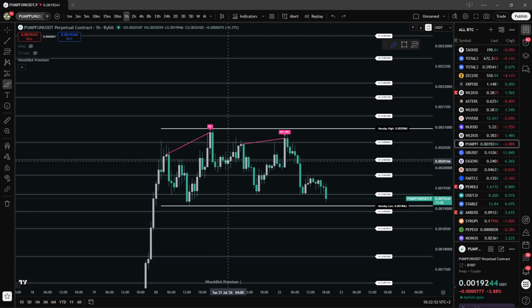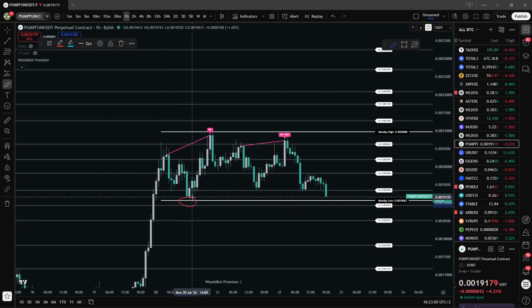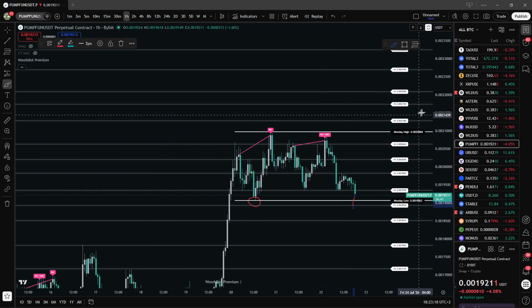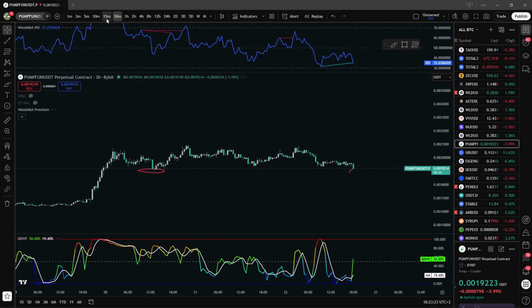So this is the same play when it comes to the Monday range as well. I just showed you guys an example of the short side for Hype, right, on the Monday range high. If Pump Fun sweeps this Monday range low but closes back above, this could be a trigger for a potential long, right? But if Pump Fun sweeps the Monday range low and actually closes below the Monday range low, this would be bearish, right?